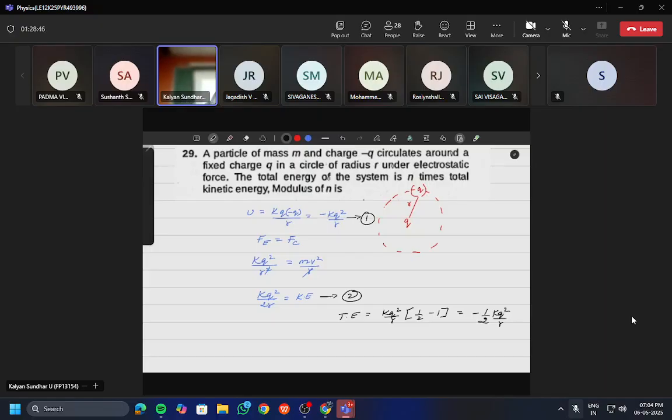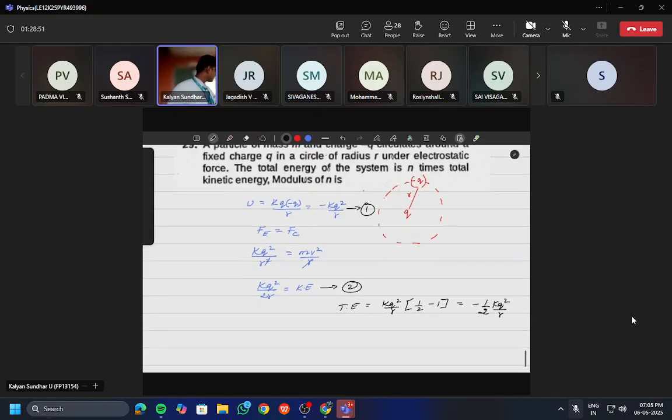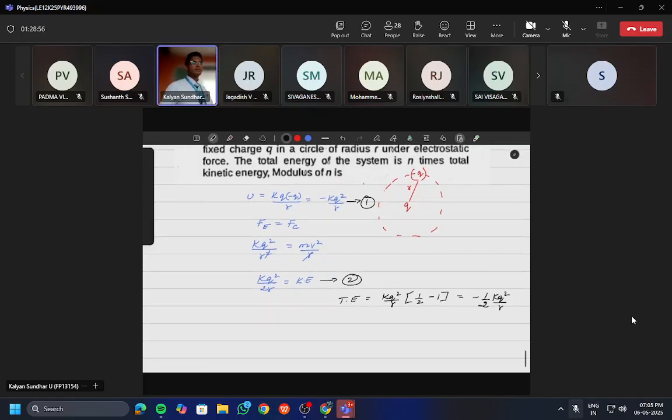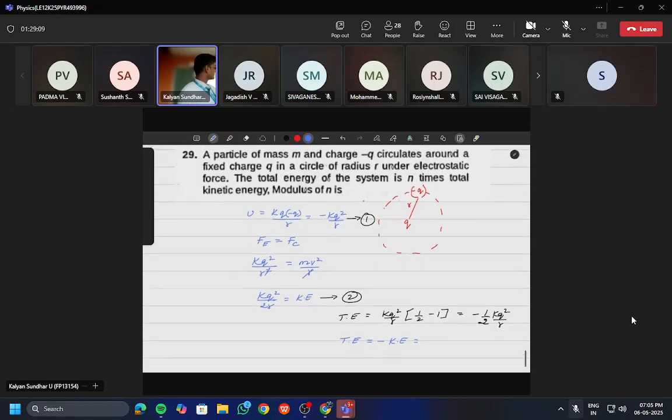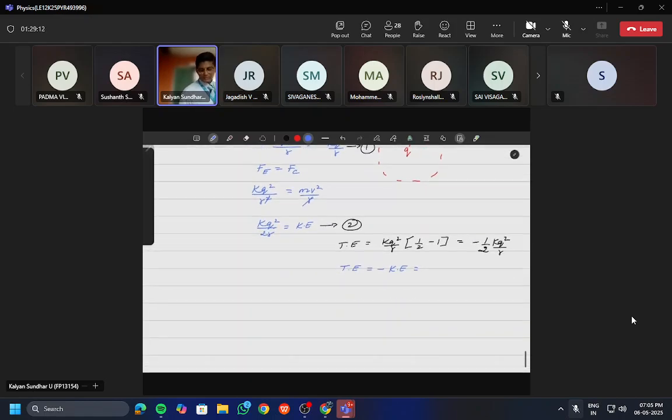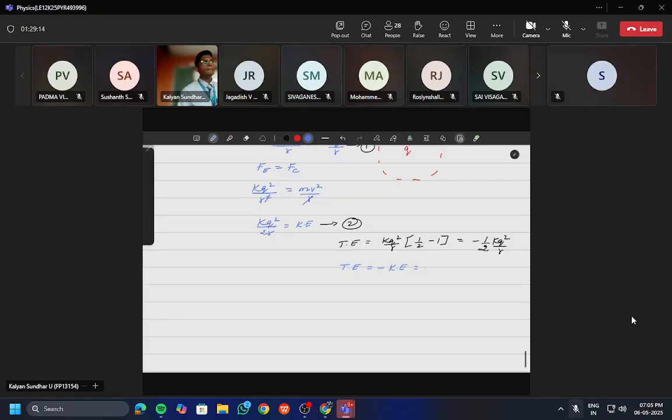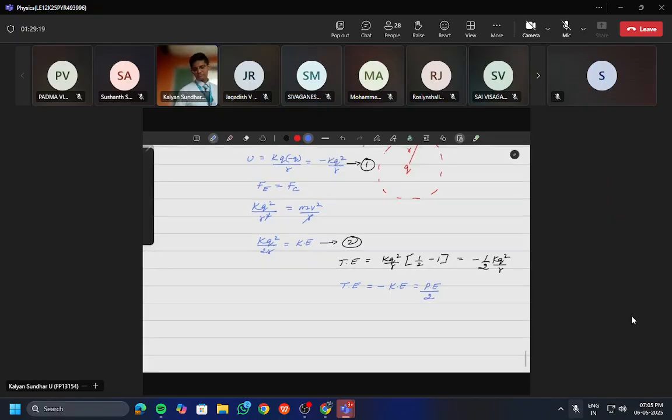Is how many times the kinetic energy? Where is the kinetic energy here? It is KQ square by 2R only. Correct? It is the same, as they said n times the energy. So n times the energy means your total energy will be equal to minus n times the kinetic energy. The value of n is 1. Since they asked for minus 1 modulus, the answer will be 1, which will be equal to potential energy by how much? P by 2.